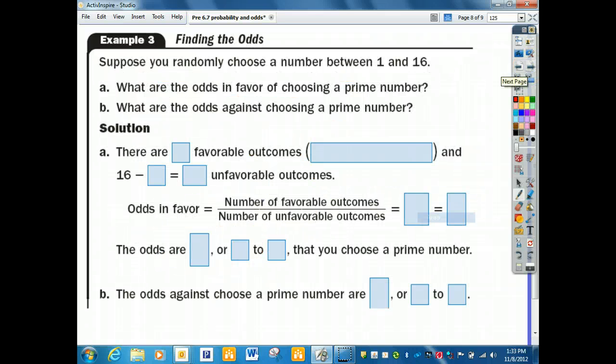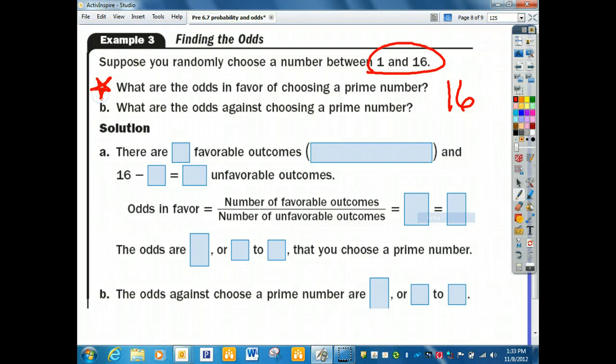All right, now we'd be on the back side of our worksheet. Finding the odds. Suppose you randomly choose a number between 1 and 16. So how many numbers do we have total? 16, right? We have a total of 16. Now if we were doing probability, that would be on the bottom, wouldn't it? Now we're doing odds though. That is not our denominator anymore. That is what our numerator and our denominator better add up to, because we have to do a little subtracting.